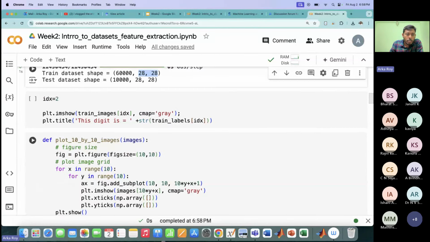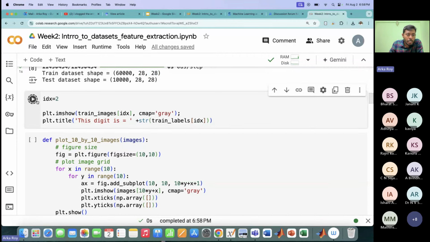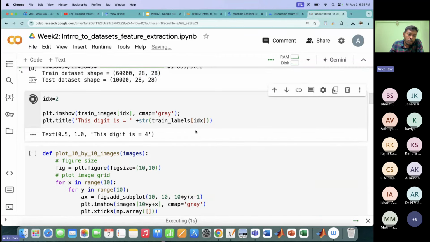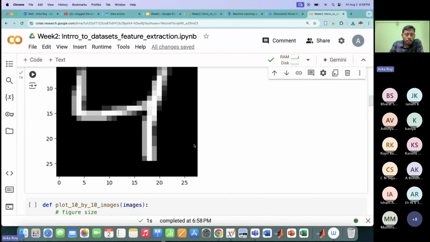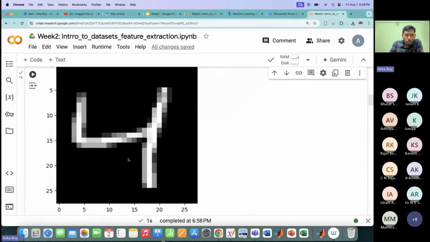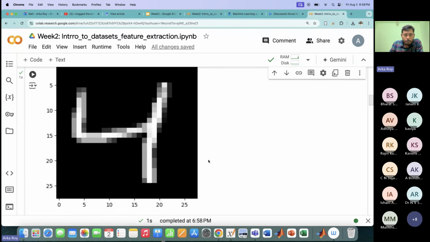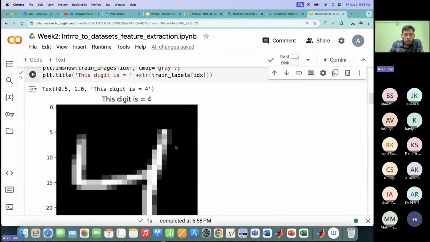And if I just show you how this particular image looks, you can see that this is an image of a 4. And you can see that it is quite blurry. So the image resolution is not that good.